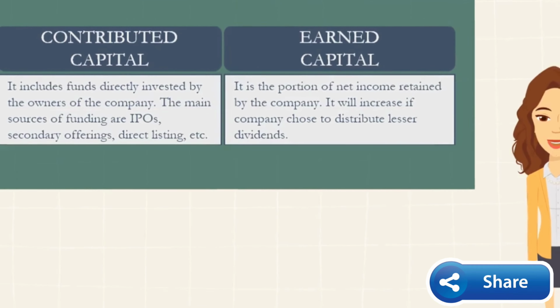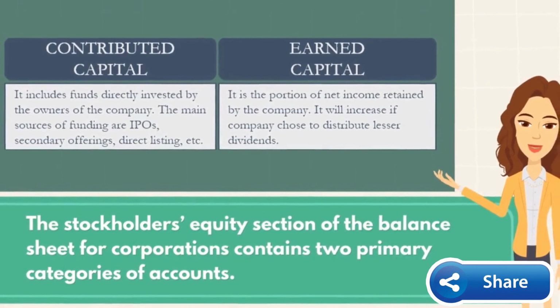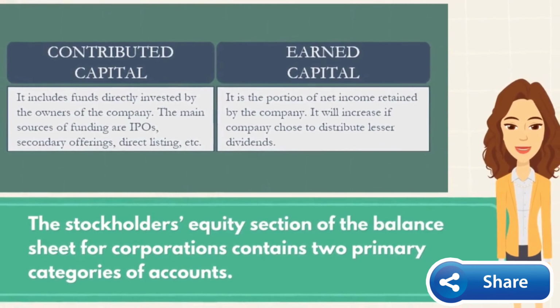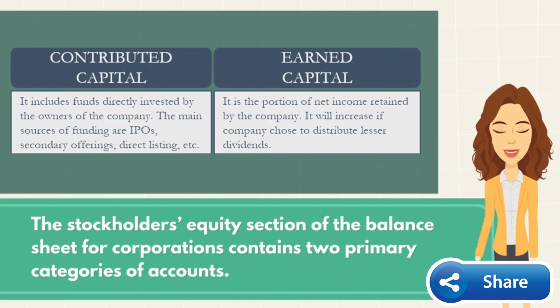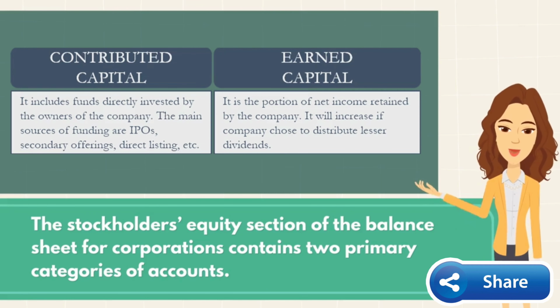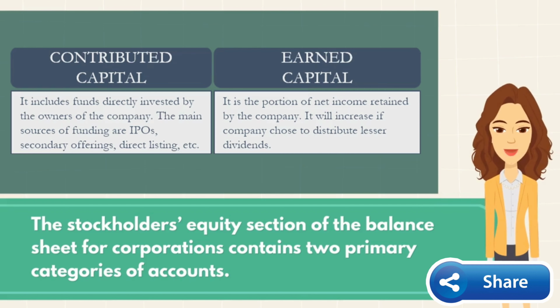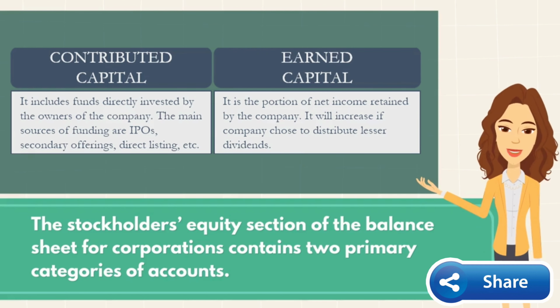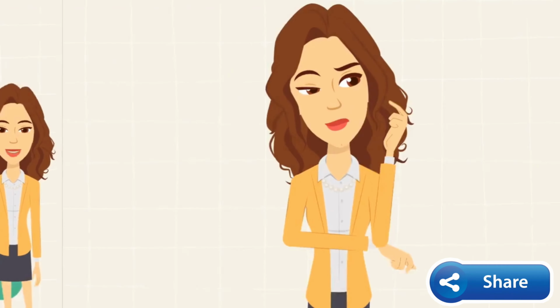The stockholders' equity section of the balance sheet for a corporation contains two primary categories of accounts. The first is paid-in capital or contributed capital, consisting of amounts paid in by the owners. The second category is earned capital, consisting of amounts earned by the corporation as part of business operations.